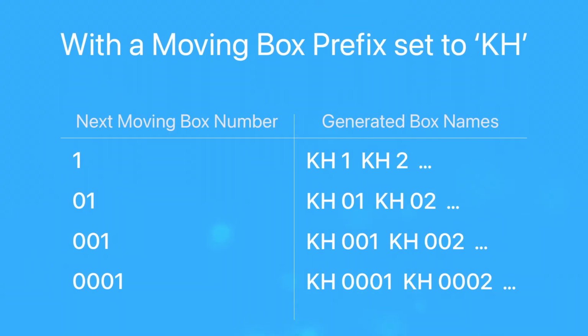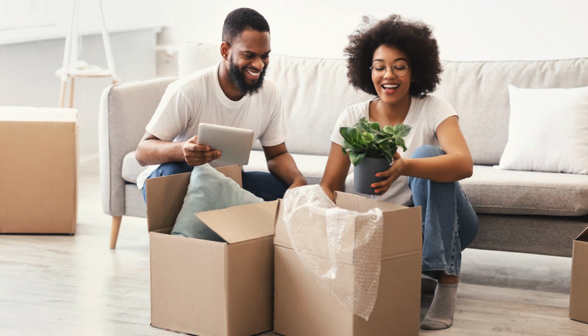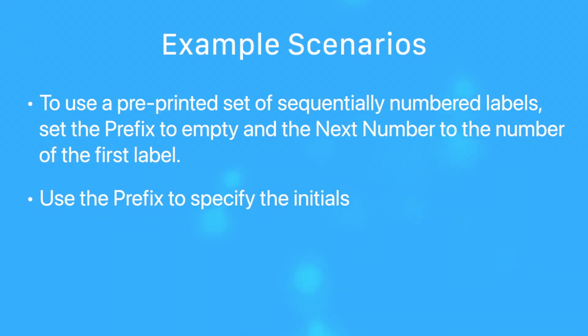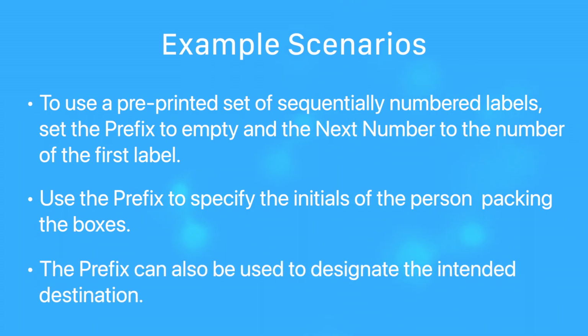Under My Roof uses the same number of digits in the next moving box number when generating each box name, so adding additional zeros to the beginning affects the generated name. The moving box prefix is useful when more than one person is packing the boxes. Each person can use a different prefix to avoid duplicate box names. These options are set per device and not synced to fit a wider variety of workflows without relying on a persistent internet connection.